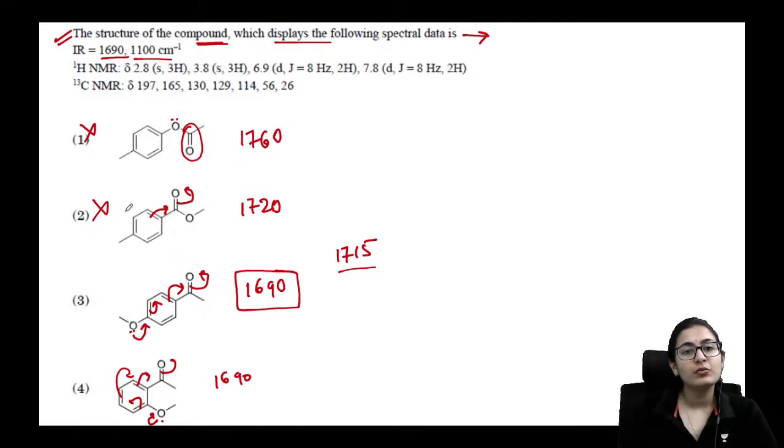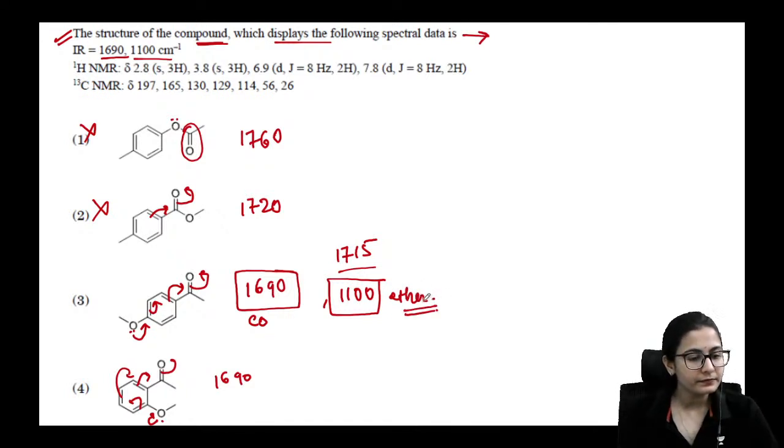But we move onwards. Achha, what is 1100 for? The 1100 value is for the carbon-oxygen ether linkage. This is for the carbonyl and this is for the ether linkage. Okay?